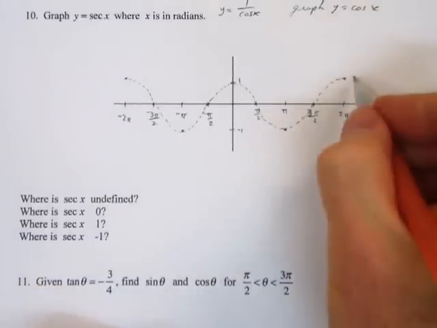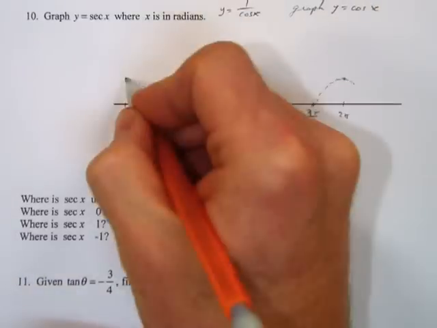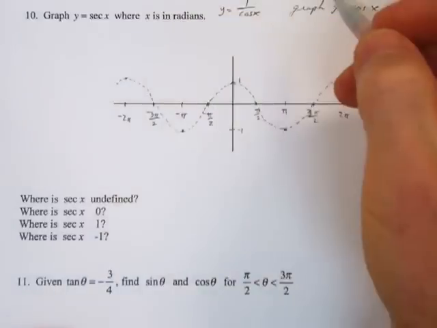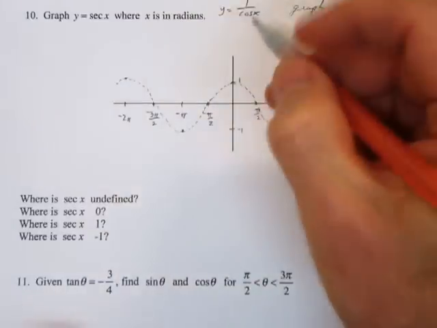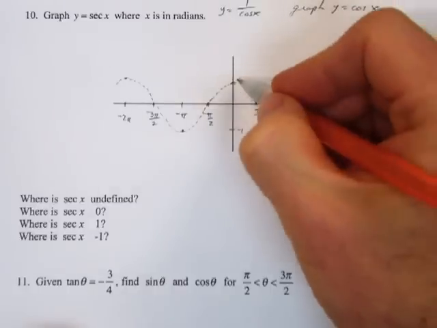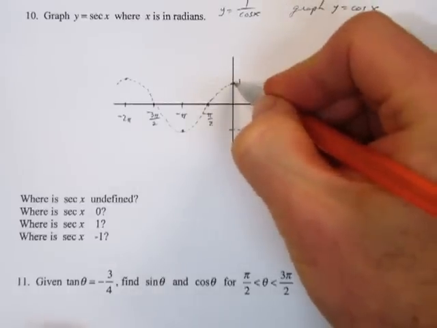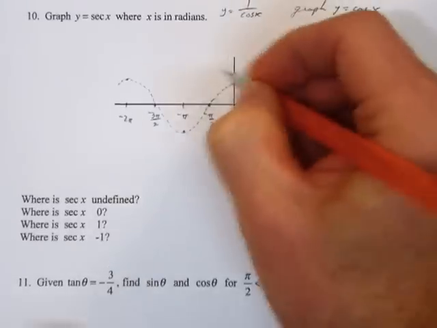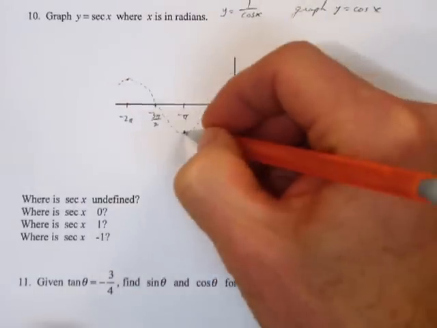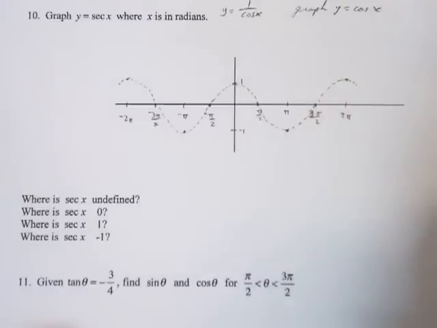Now let's use this to figure out the secant graph. What are our key values here? Well, we're looking at the reciprocal. 1 over 1 is 1, so all of these points where it's 1 are going to be the same, and 1 over negative 1 is negative 1, and those are going to be the same.